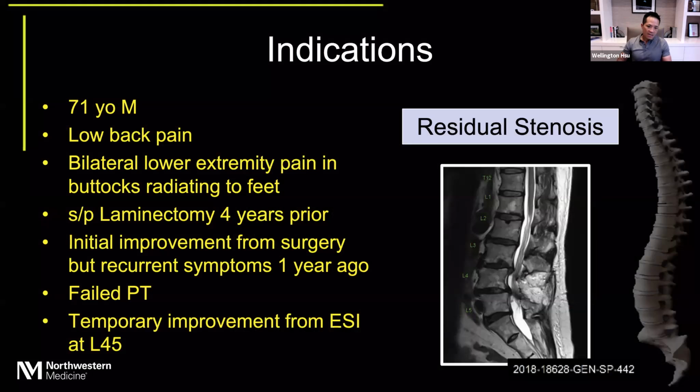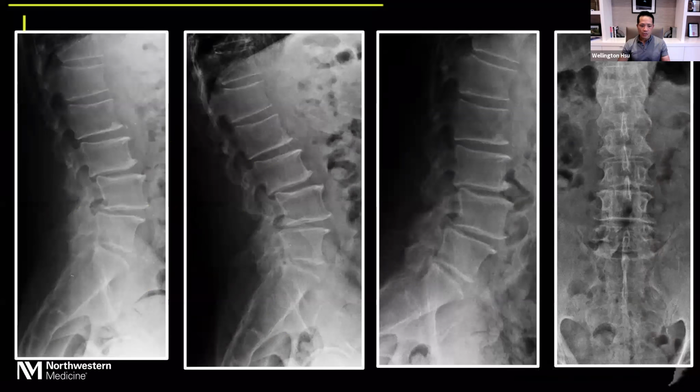Okay, and then you've got an individual like this with residual stenosis. This guy was 71, with neurogenic claudication, and had a laminectomy 4 years ago, and you can look here. This whole bed is full of scar tissue, and he still has stenosis at 3-4 and 4-5. But he got better from an L4-5 epidural injection. And he does have a small dynamic component to his spondy, I would say.